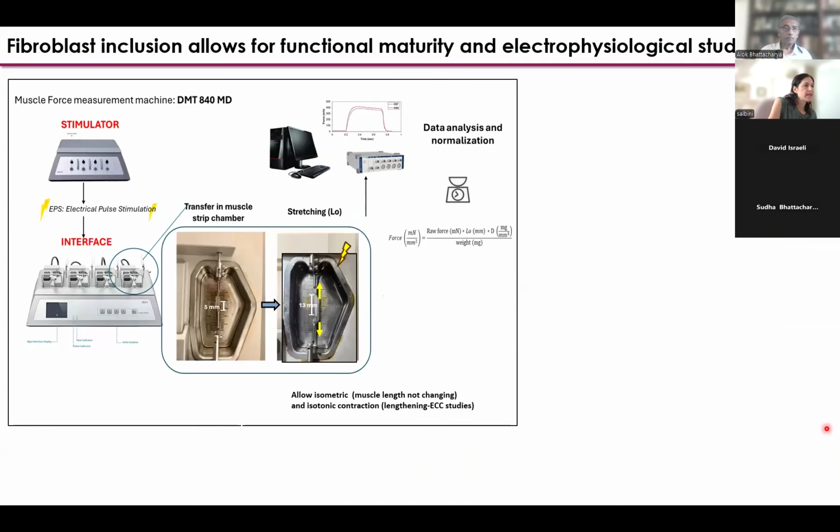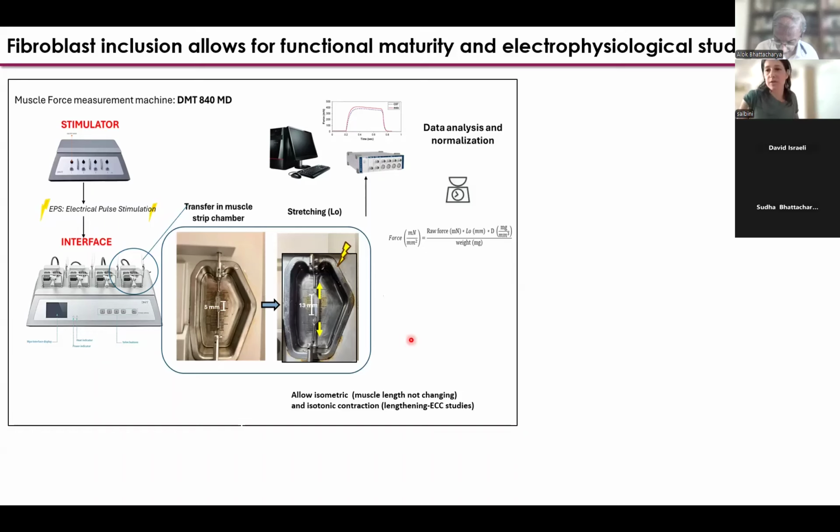And so, in line with that, we evaluated the muscle function by using a really sophisticated, let's say, organ bath system, which allows the measurement of muscle force from these organoids. So this is really a direct force measurement, where we use electrical stimulation in this muscle strip chamber. And as you can see here, the rings are placed around the hooks and can be stretched.